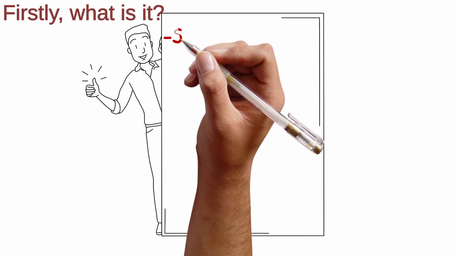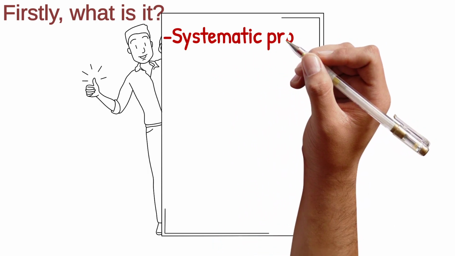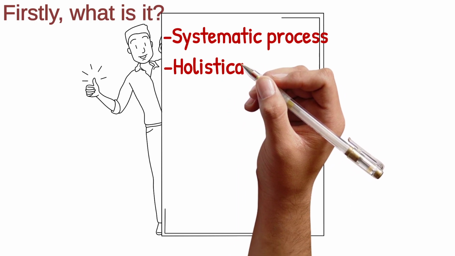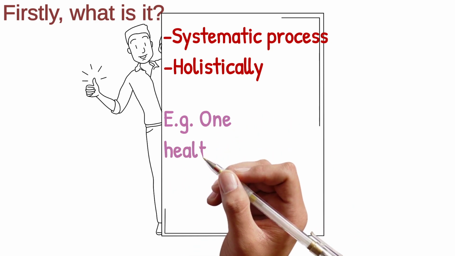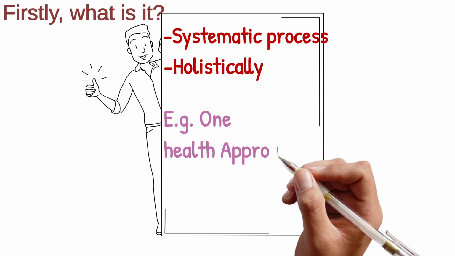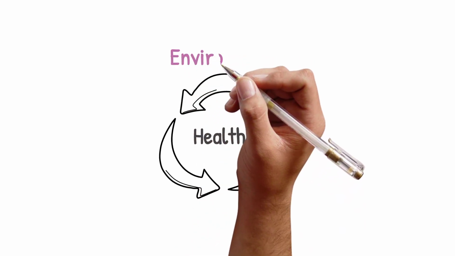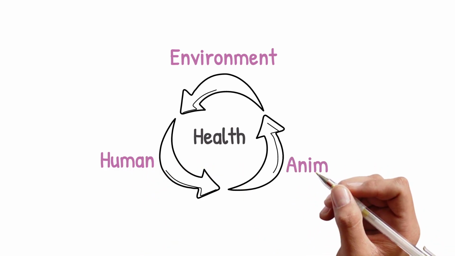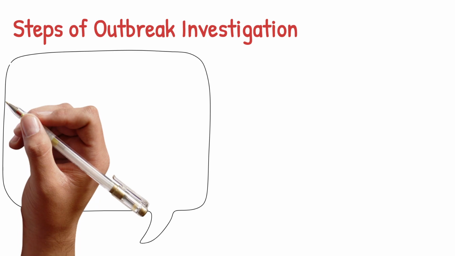But what is an outbreak investigation? It is a systematic process that needs to be approached holistically. I need you guys to understand this. It's a systematic process that needs to be approached holistically. And the One Health approach is in most cases used in outbreak investigation. The One Health approach incorporates professionals from the following departments: environment, human and animal health. Now we will be delving into the steps of an outbreak investigation.